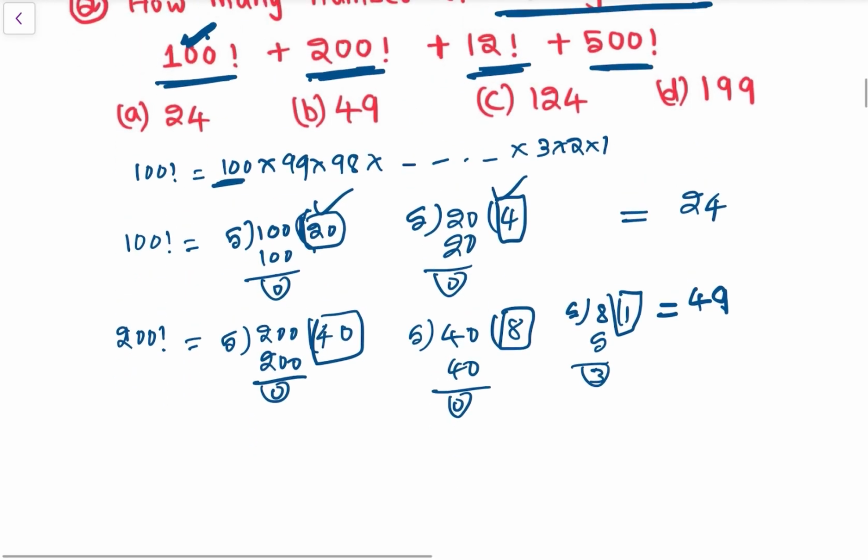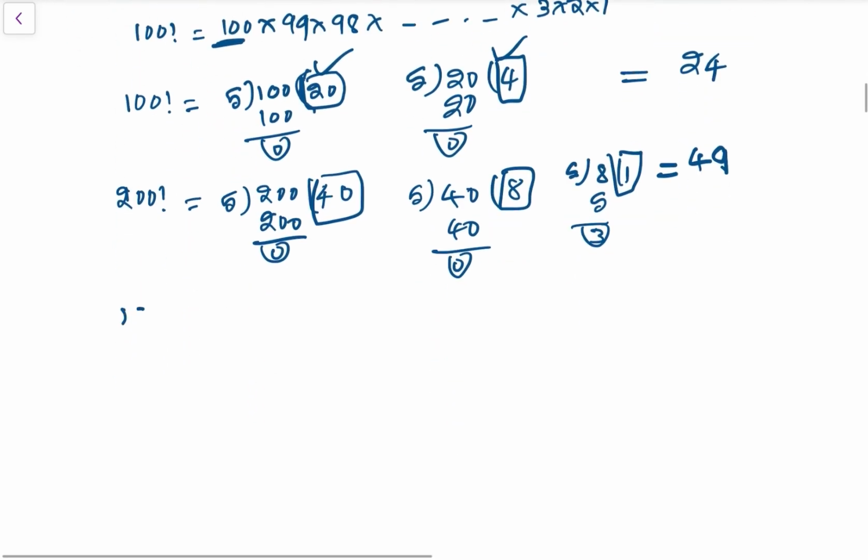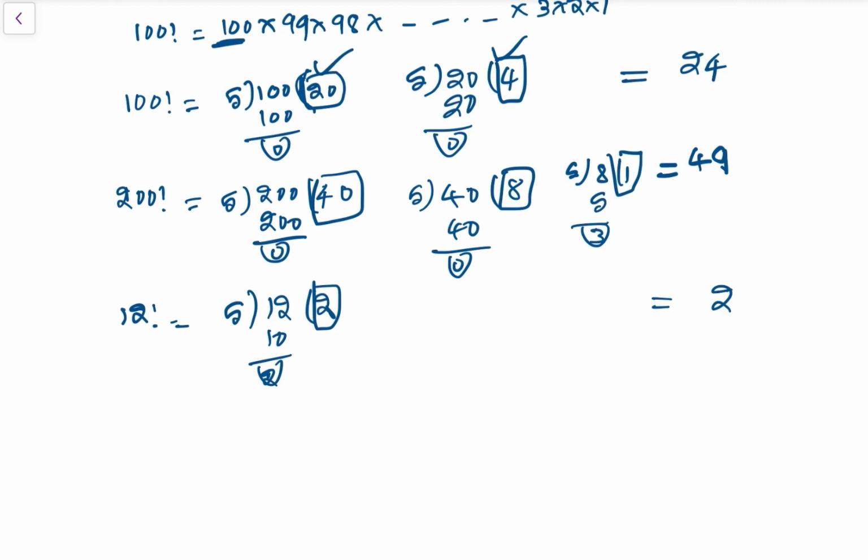Okay. Then 12 factorial is 12 divided by 5, so 5 2s are 10, 2 is the remainder. So 2 is less than 5, so we don't divide it. So here the number of trailing zeros is 2 zeros.